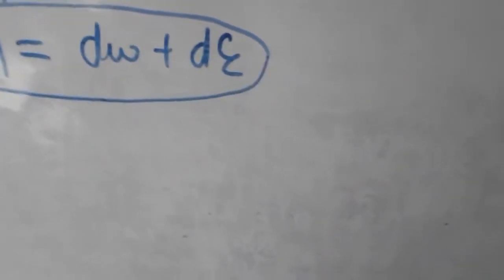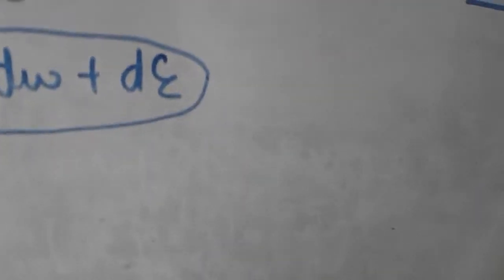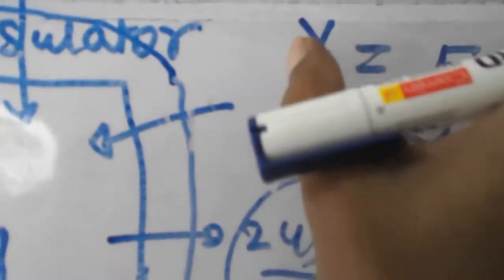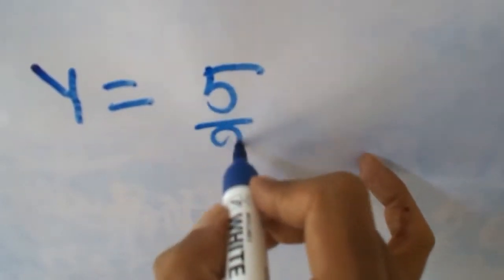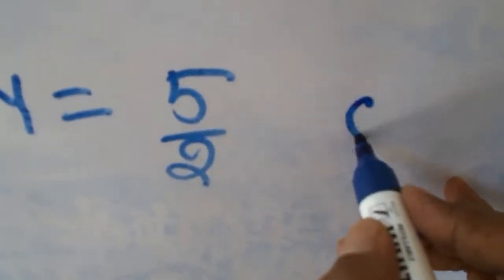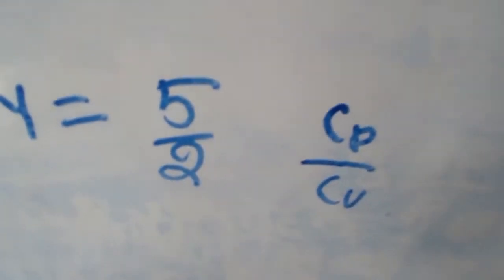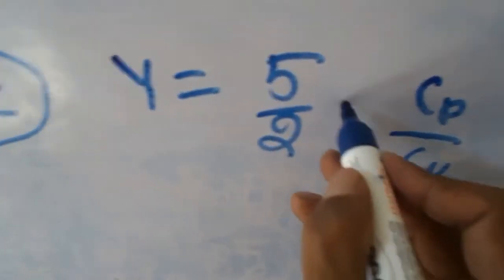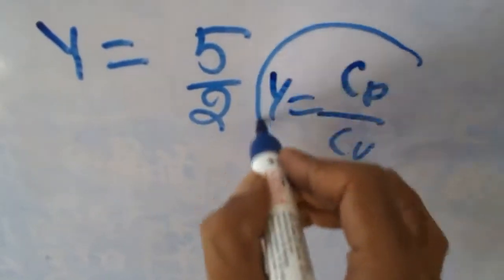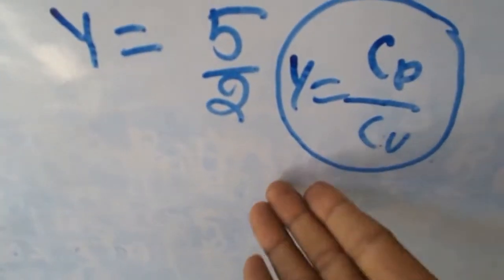Another thing which is very common, which people will not forget, is the meaning of this guy: gamma is equal to 5 by 2. These are very simple. And what is gamma? Gamma is equal to Cp by Cv. It is this simple.